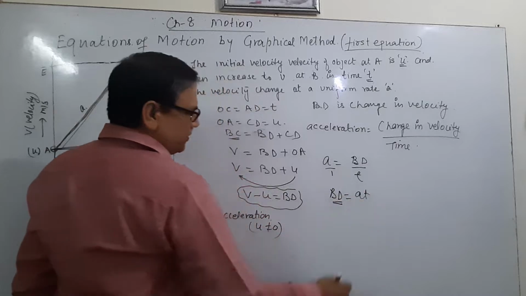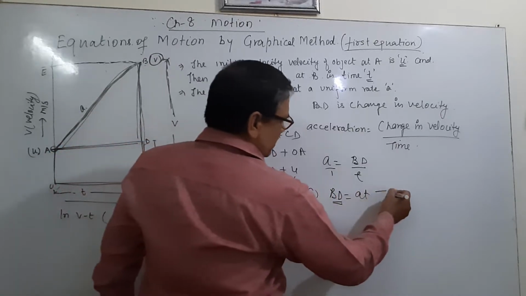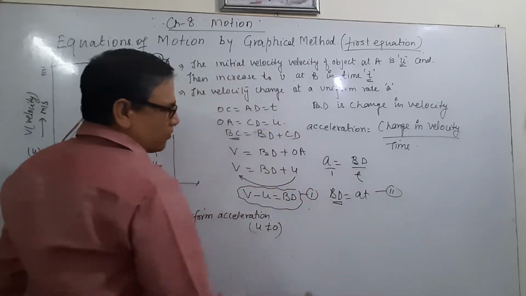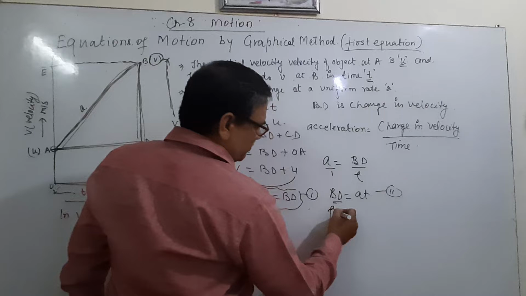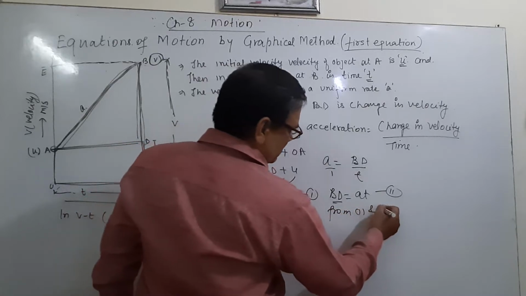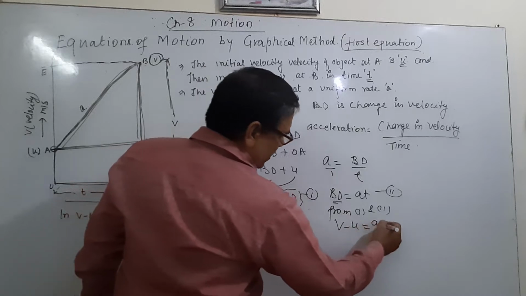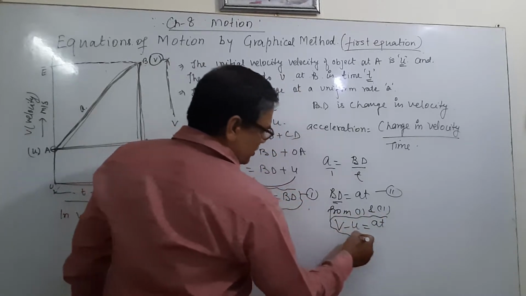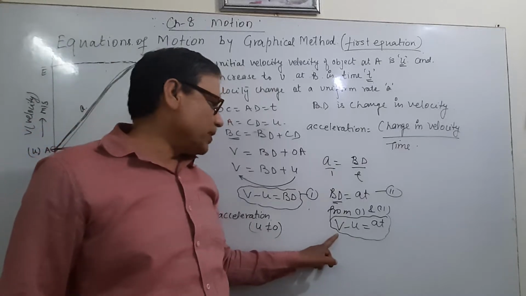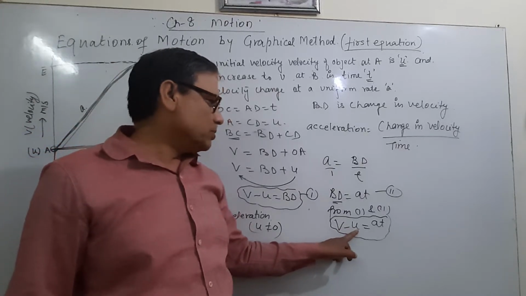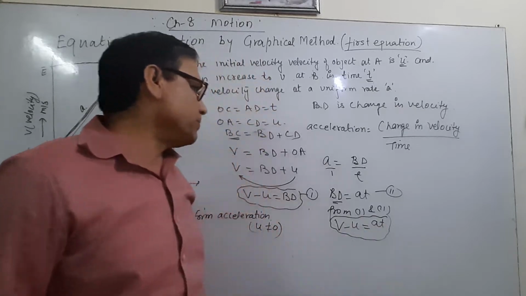What is the value of BD? From first and second, this BD is equal to V minus U. So V minus U is equal to A into T. This is the first equation. Whereas V is the final velocity, U is the initial velocity, A is acceleration, T is the time.